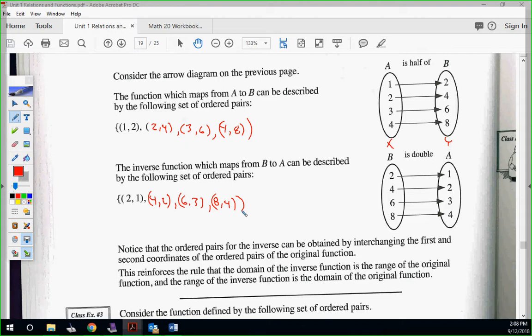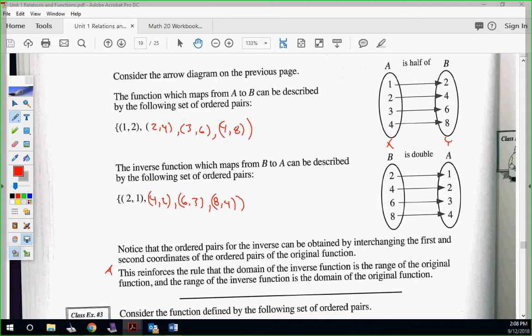Okay, so it says, notice the ordered pairs of the inverse can be obtained by interchanging the first and second coordinates of the ordered pairs. So you're just flipping the ordered pairs. This reinforces the rule: the domain of the inverse is the range of the original. The range of the inverse is the domain of the original. Okay, that part that we had bold earlier, the 3 points. Again, x and y flip.